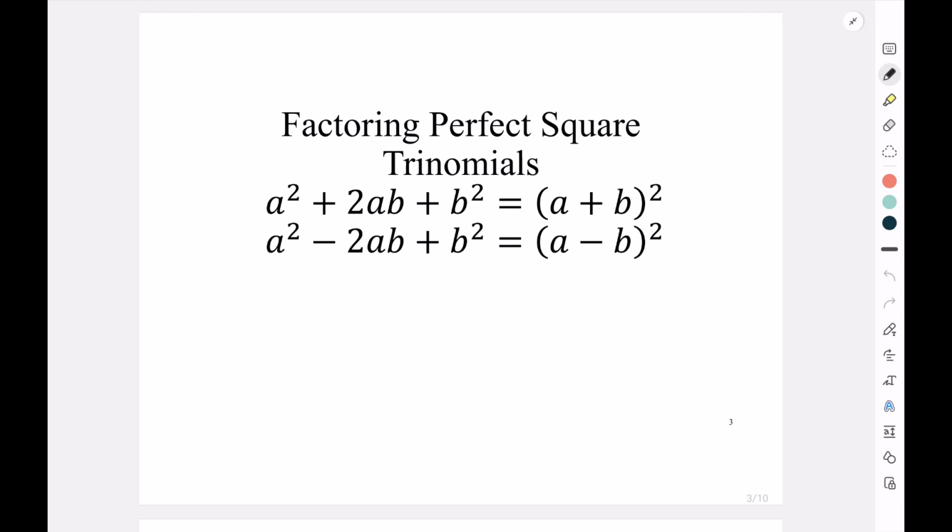So let's first look at factoring perfect square trinomials. And so the way we would do these, we would start on this side and we would go this way. And so we're going to find our a and b's just by looking at the equations or the polynomials, and we will put them in the form over here depending on what sign we are given on the polynomial.